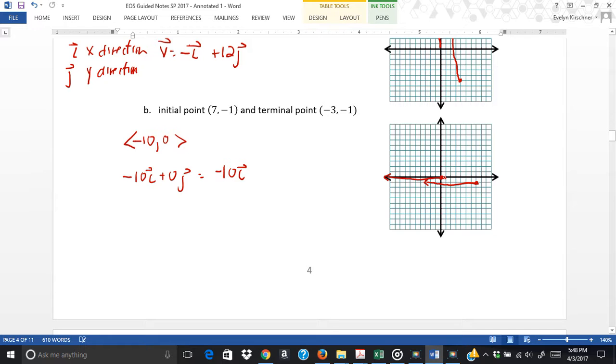Notice that if I drew my line straight, these vectors will be parallel, just one of them starts at the origin.